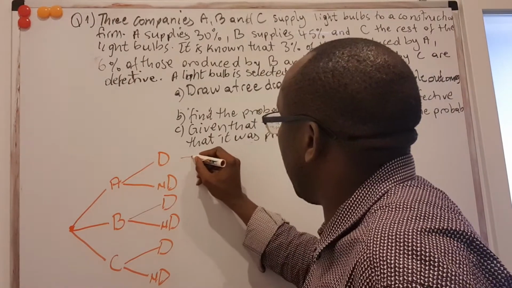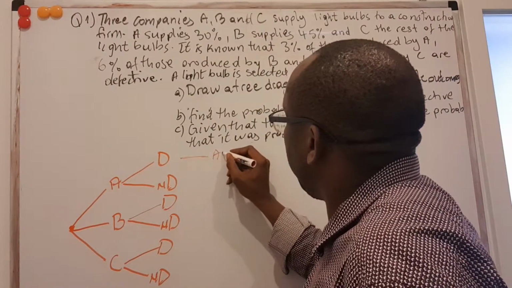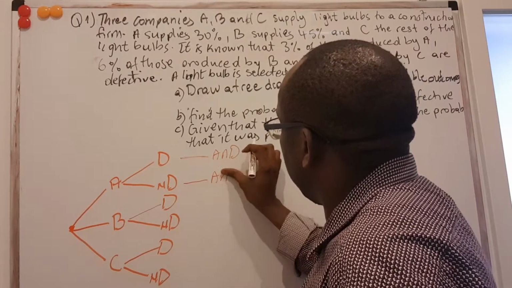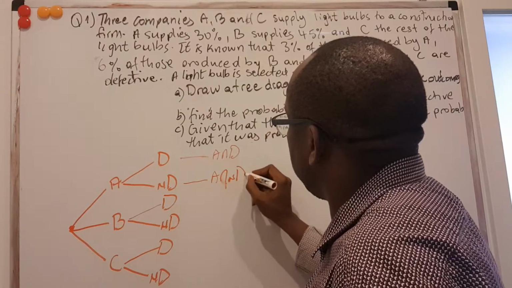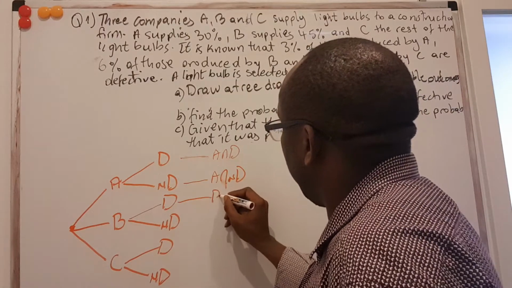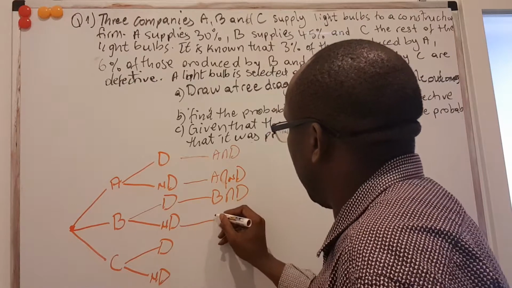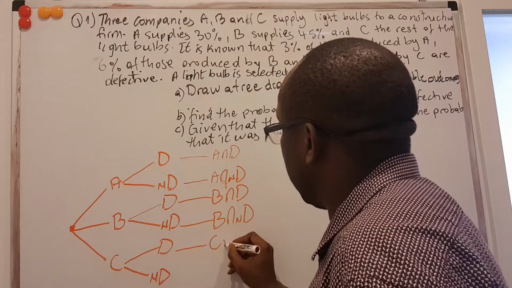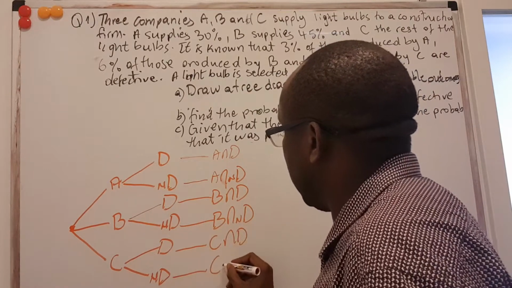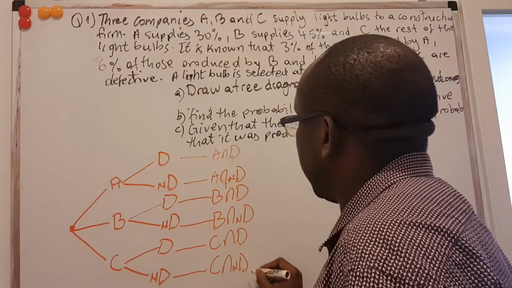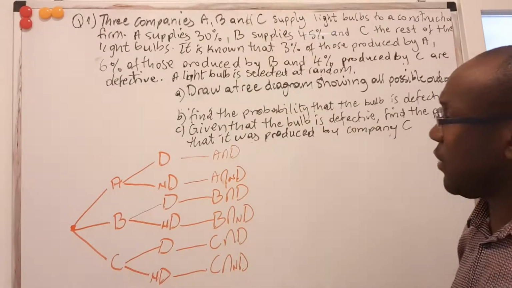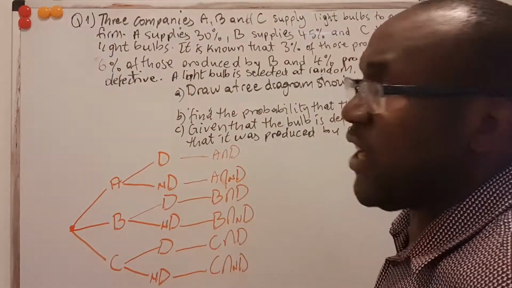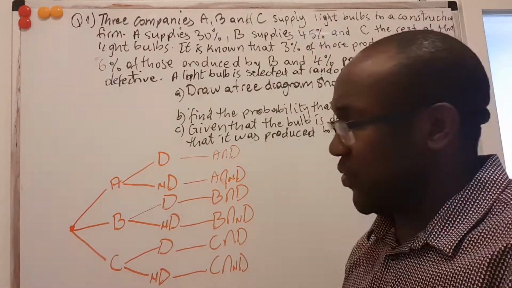So it means my outcomes are either it is from A and defective, or from A and not defective, or from B and defective, or from B and not defective, or from C and defective, or from C and not defective. These are the possible outcomes that you have there. 1, 2, 3, 4, 5, 6. So in terms of A, this is your tree diagram indicating to you the possible outcomes that's there.